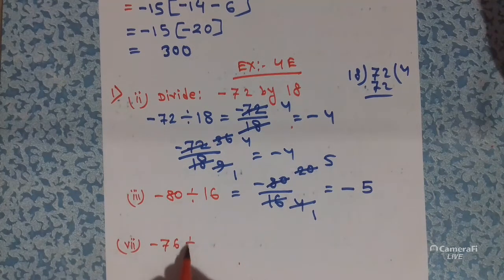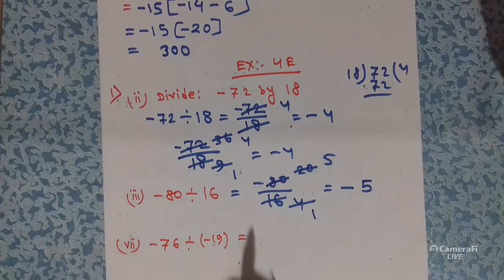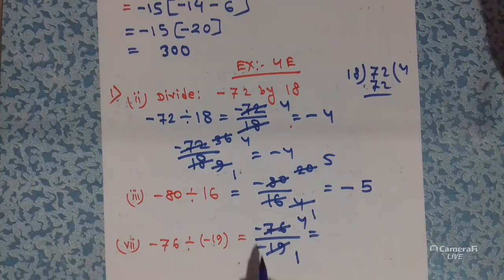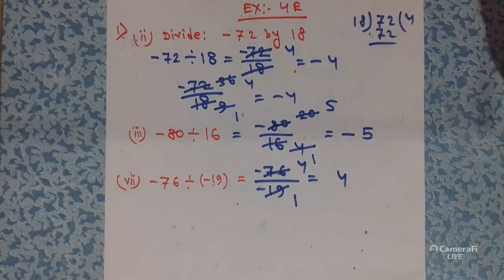Minus 76 divided by minus 19. So it can be written as minus 76 by minus 19. So we can divide it directly. I am dividing both the numbers by 19. So 19 divided by 19 is 1, and 76 divided by 19 is 4. And here students both are negative, so negative negative is always positive and it will be 4. So 4 is the answer. Okay students, I hope all of you understood.